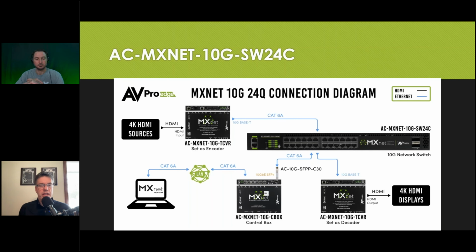Let's take a quick look at an application. One single 24Q, the connection diagram, right? Pick any port you want, populate it with our C-box and our transceivers. We're showing the transceivers here set up as encoders and decoders. Straightforward, real easy. This is what you're going to do in a lot of your installations, and it will just work and actually get pictures on your displays before you can hook up your computer to control and set the system up. Works great.